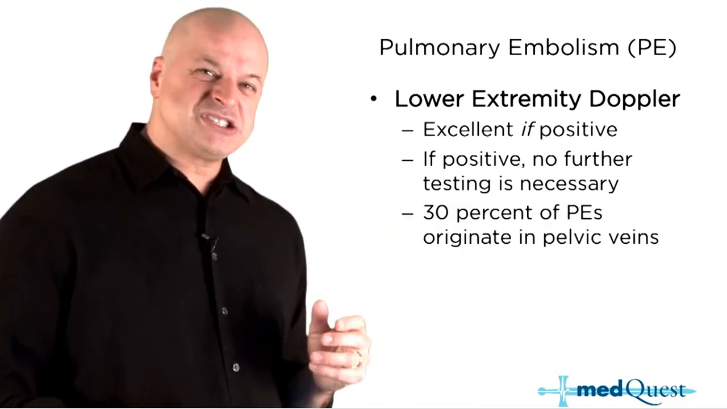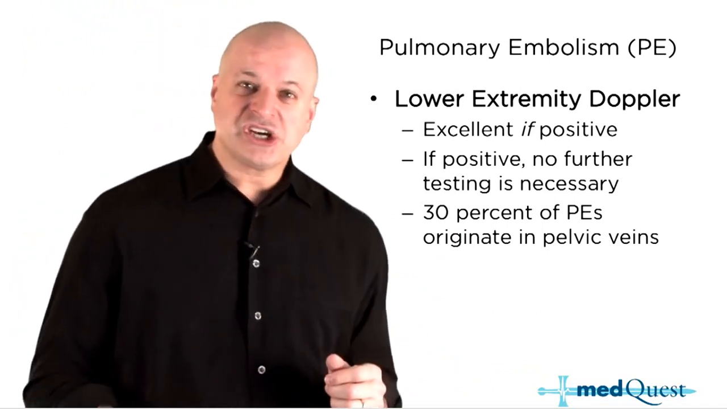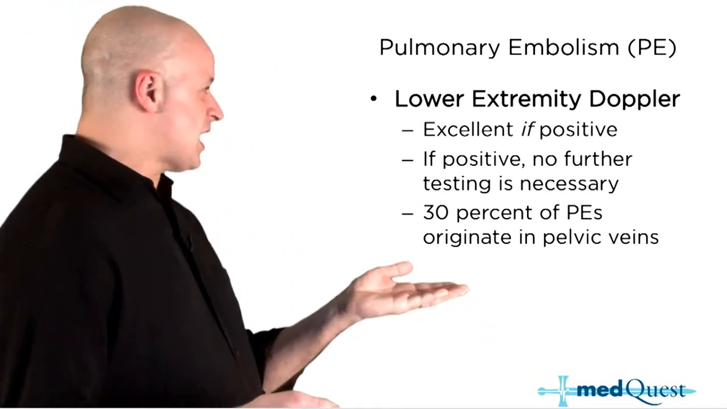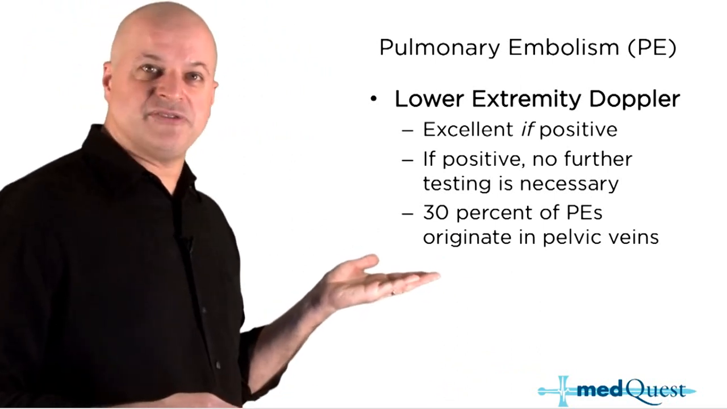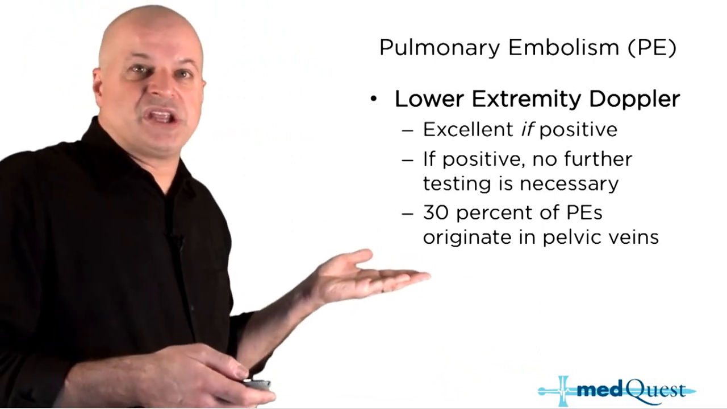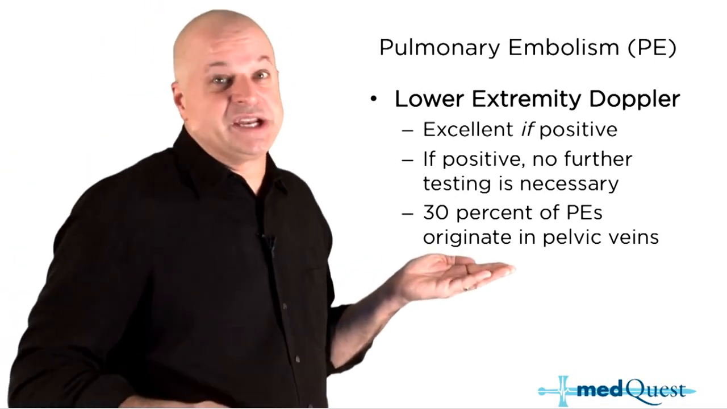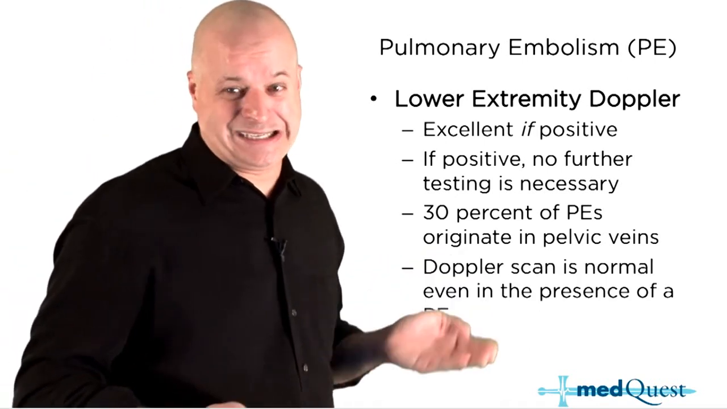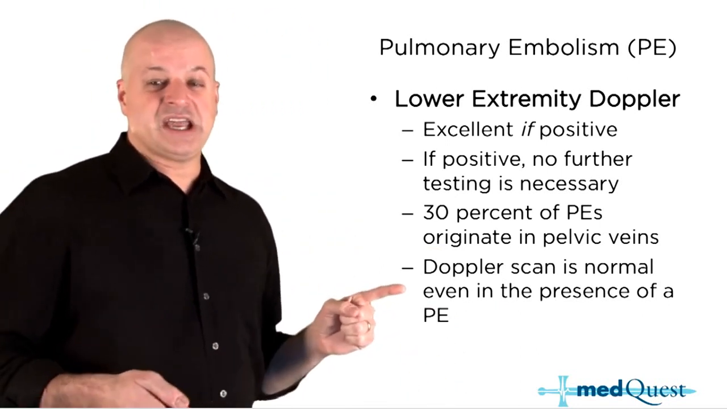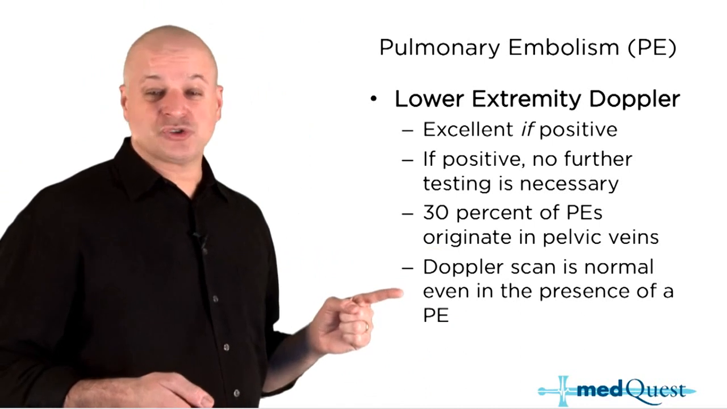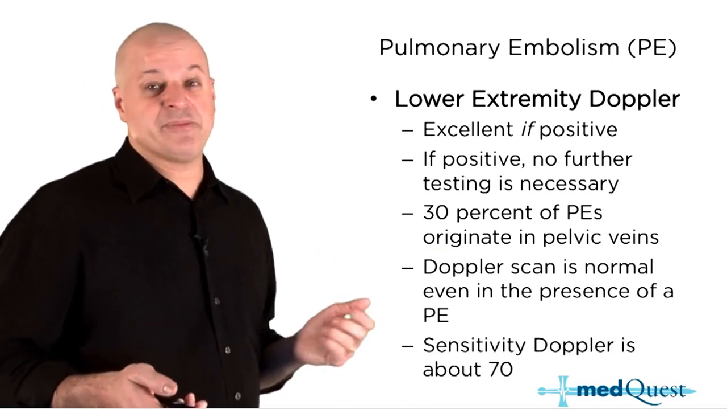Now, about 30% at most will originate in pelvic veins, so you can easily have a pulmonary embolus with a negative lower extremity Doppler. The clot that may have been in the legs once has become a tourist. It's emigrated, got itself an F1 visa to your lungs. Sometimes the Doppler is normal in the presence of PE, 30% of the time if it comes from pelvic veins.